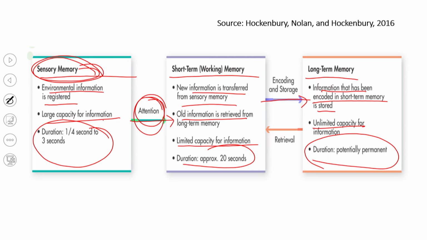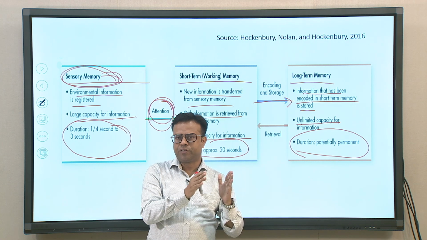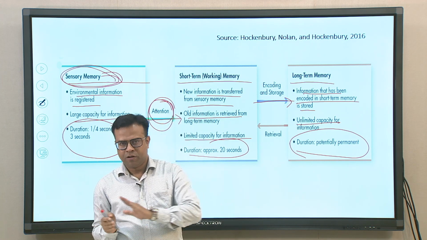So, that is called long term memory, because for a long time you can store information in this and it has unlimited capacity. You can store almost unlimited information in the long term memory. So, this model says this is the flow of information.